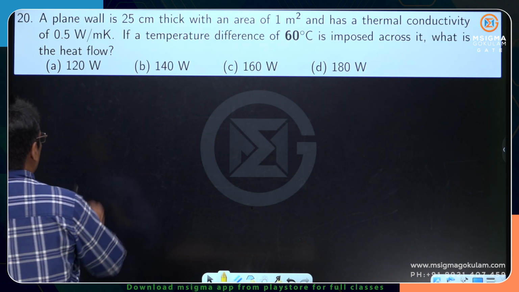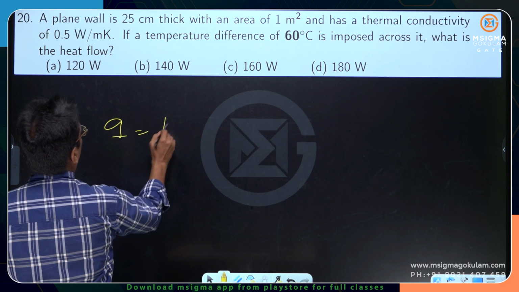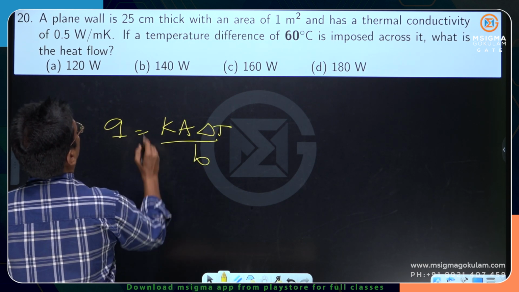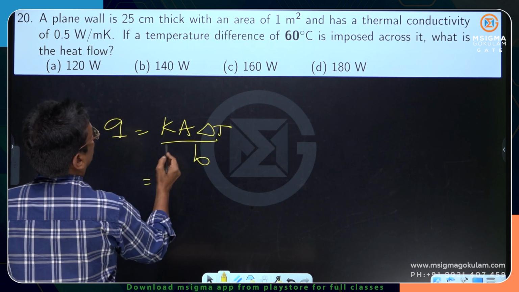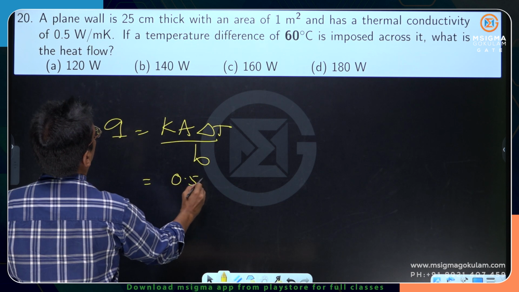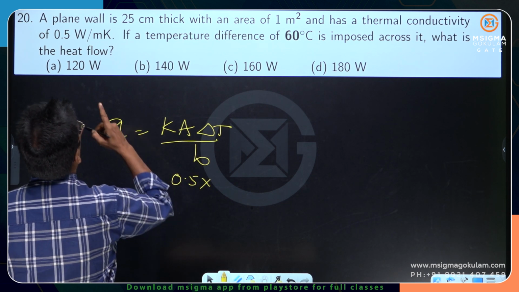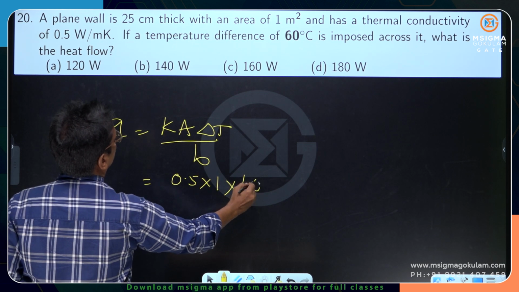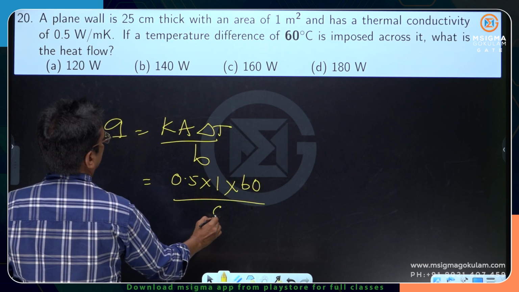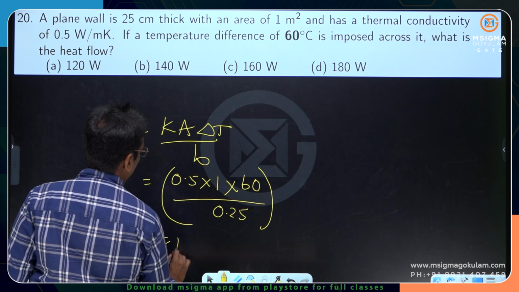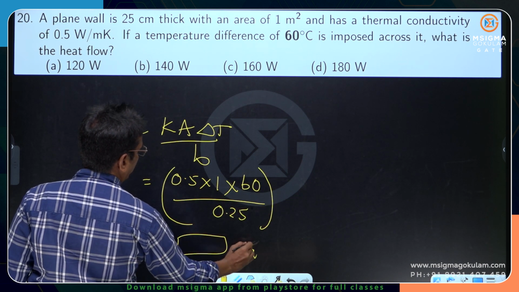This is also a simple Fourier law. Q is equal to Ka delta T by B. K is given 0.5 for a plane wall. A plane wall of area 1 meter square. Temperature difference is 60. Thickness is 0.25. You will get the heat transfer rate in watt.